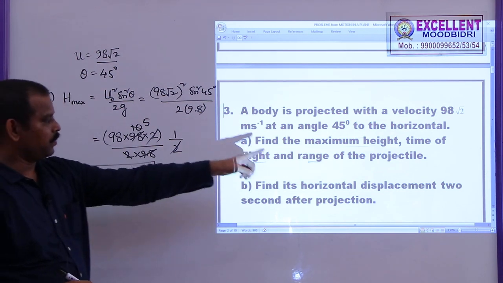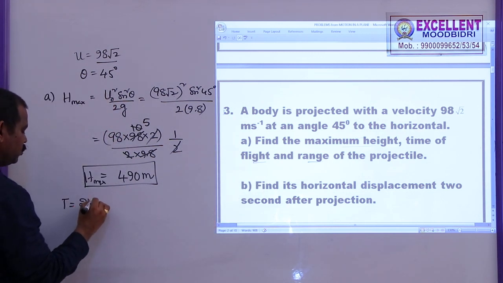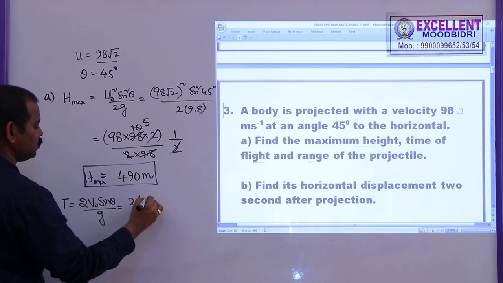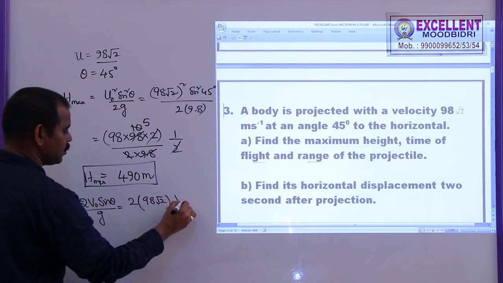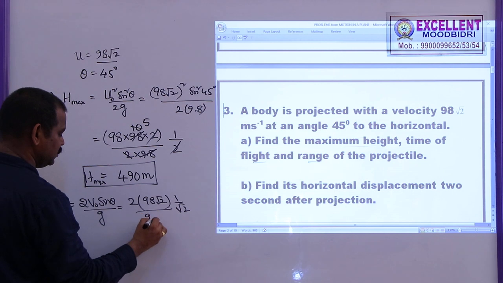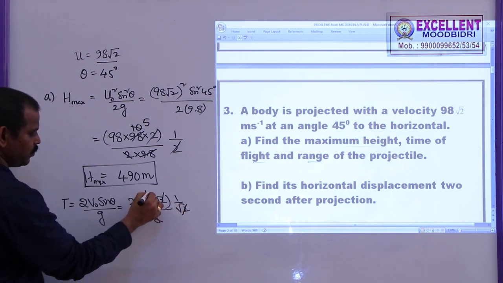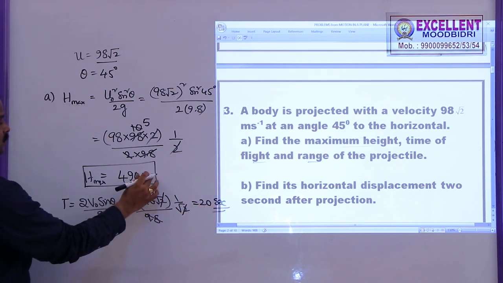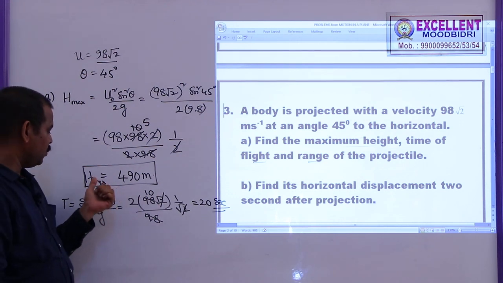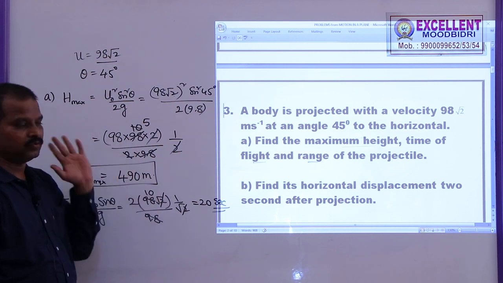Now the second part, time of flight. Time of flight T is equal to 2 v naught sine theta by g, 2 into v naught, 98 root 2. Theta is 45, so directly you can write 1 by root 2, by g which is 9.8. Here root 2 gets cancelled. 98 by 9.8 is 10, so this is 20 seconds, because it is time. Remember, I am telling you once again, whenever writing the final answer, please keep the corresponding unit, otherwise you will lose 1 mark.